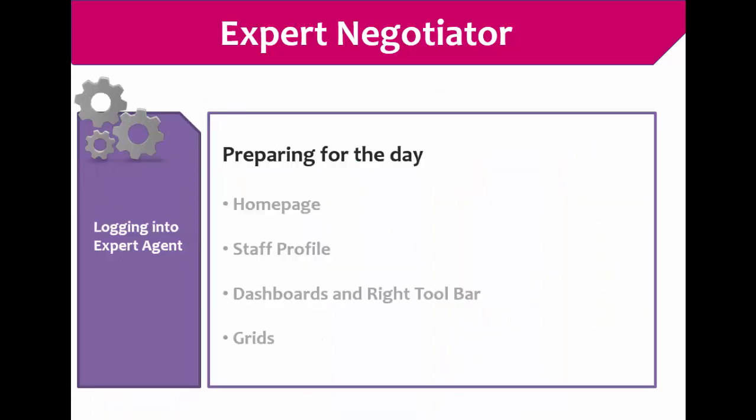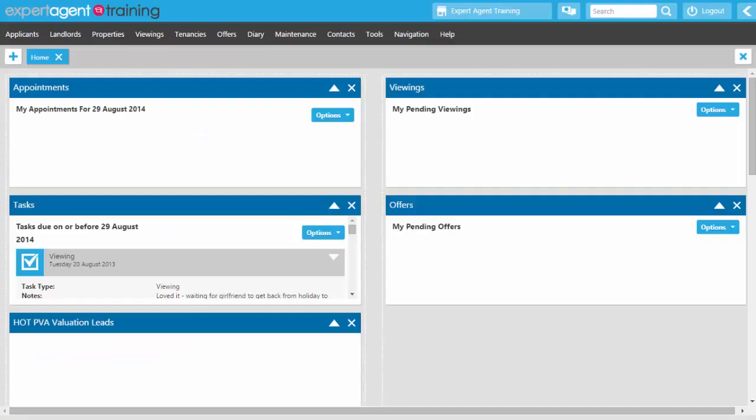What we'll look at first is preparing for the day, which covers a recap of the homepage, staff profile, dashboards and right-hand toolbar, and your grids. Lots of Expert Agent users set up the system when they first join, but as their job role changes and staff members change, you will need to continue editing it to make sure that it is working for you and improving your user experience. Make sure you are editing this as and when you need to.